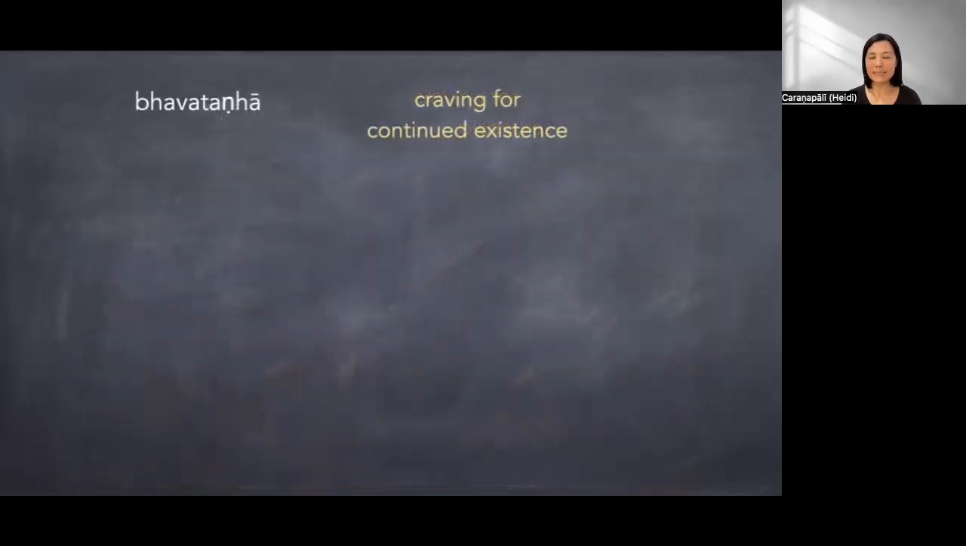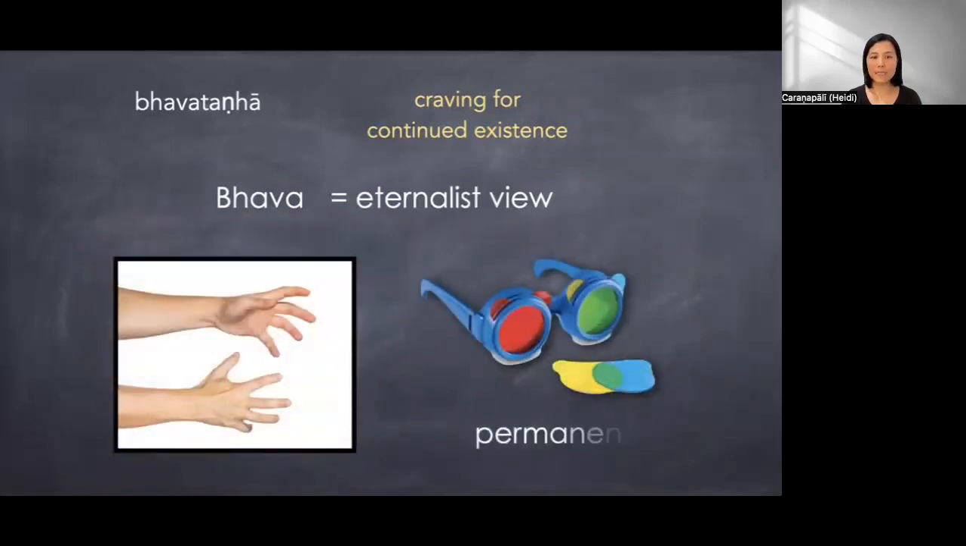Then how about bhava tanha, translated as craving for continued existence? Let's take a look at bhava. In the Visuddhimagga and in other commentaries, it is explained that bhava here actually means an eternalist view, which takes things to be permanent. So bhava tanha means craving accompanied by the wrong view that things are permanent. That tanha is called bhava tanha here.